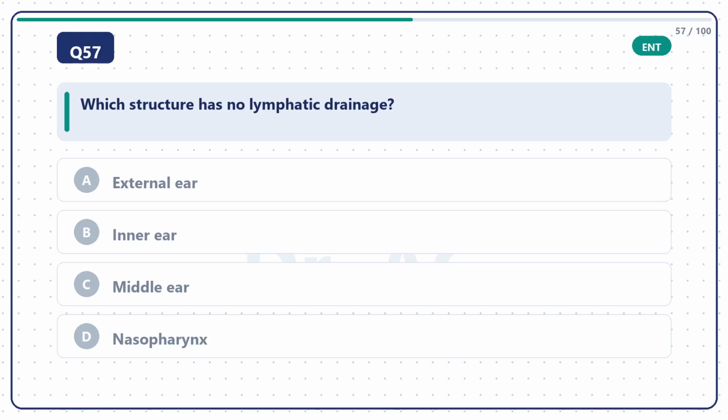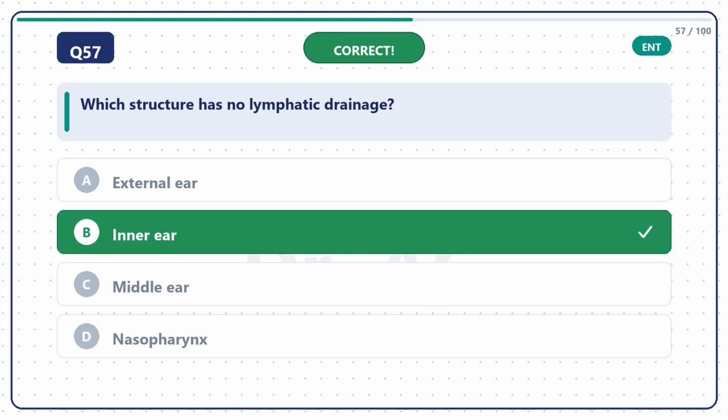Question 57. Which structure has no lymphatic drainage? Option A. External ear. Option B. Inner ear. Option C. Middle ear. Option D. Nasopharynx. The correct answer is option B.